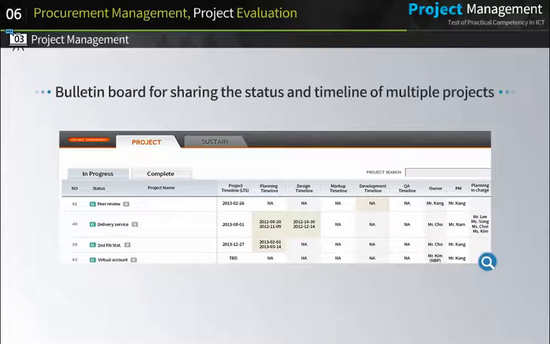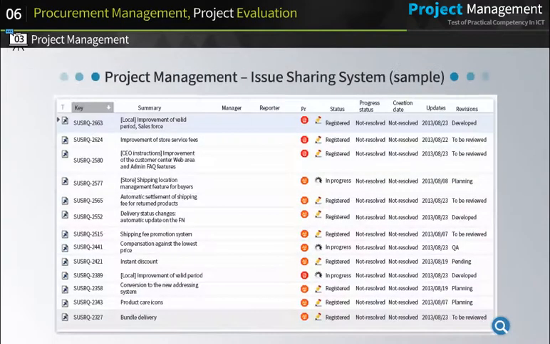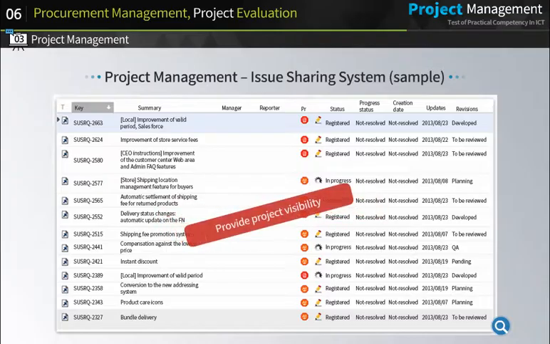The following is a bulletin board system for managing multiple projects of Company T, which features the project timeline, ownership, key milestones. We call such a system Project Management System, or PMS. In other words, this system generally saves and manages project deliverables as well. The following screen shows the management of project issues through a project management system. Some companies use open source software, just like the one on the screen, in order to lower the total cost of ownership. Their goal is the same, to provide project visibility.